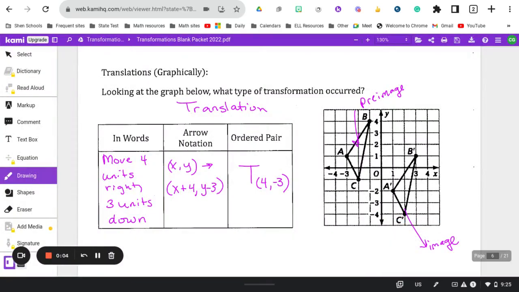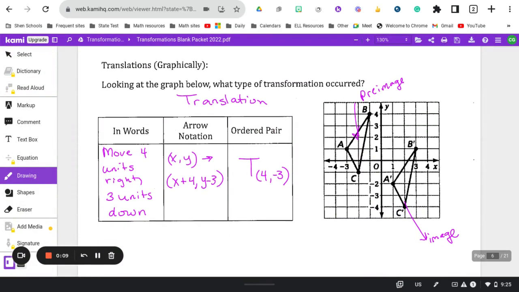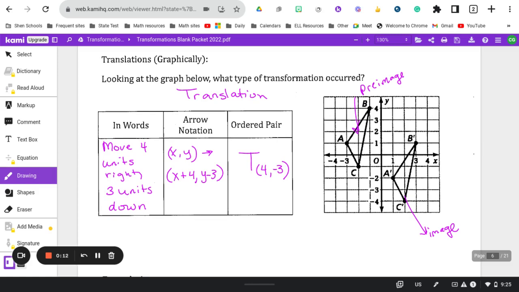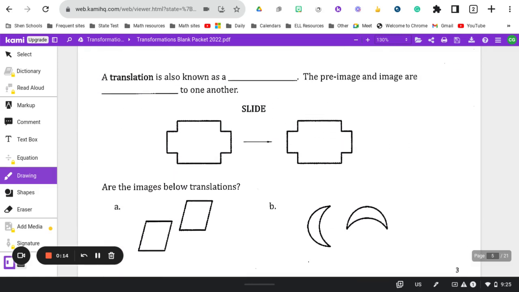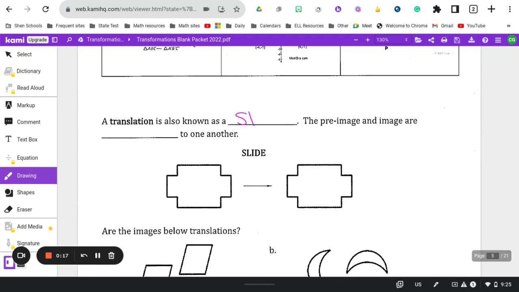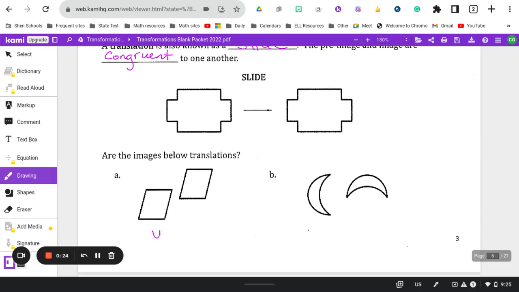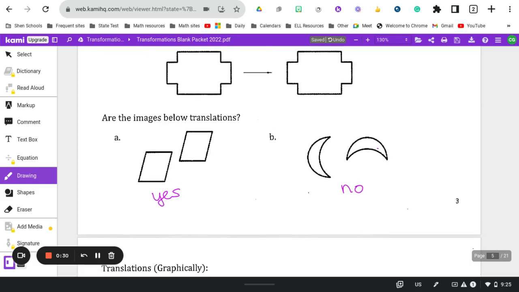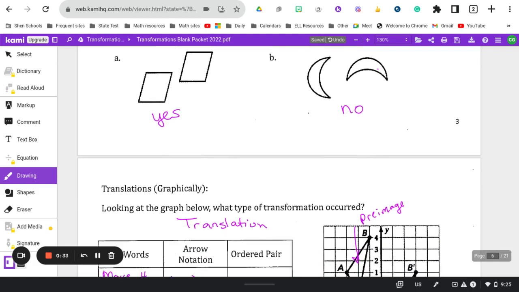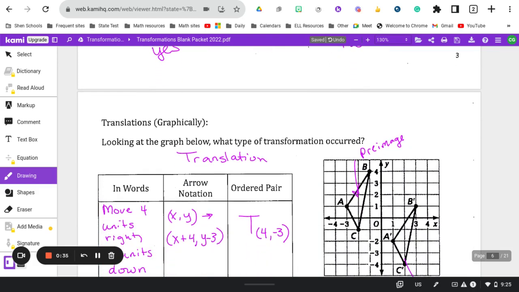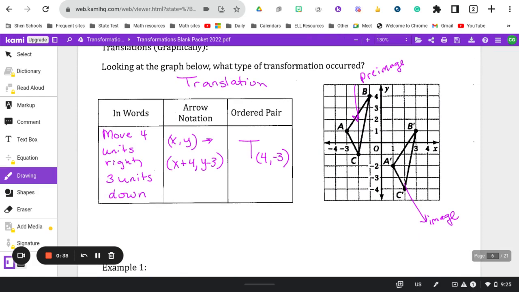Okay, so last class we did a Desmos activity where we were finding the translations and seeing that translations were just a slide, right, to another location. The image and the pre-image were going to be congruent to each other. We said this one was a slide and this one was not a slide because the object turned. So if you remember in that Desmos, we aren't able to turn anything or flip, only slide. And this is on the top of page 4.